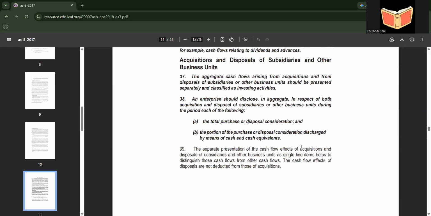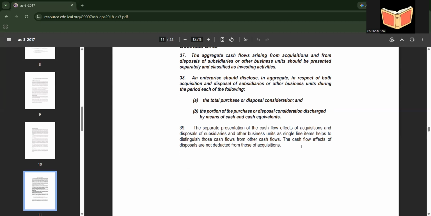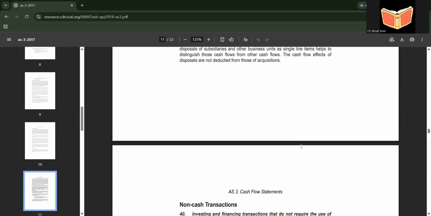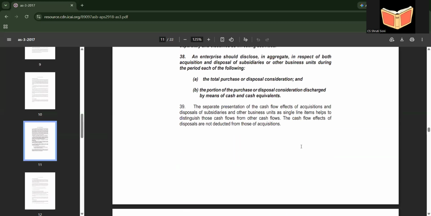Another important aspect here is acquisition and disposal of subsidiaries. That is, whatever is the aggregate cash flow which arises from acquisition and disposal of subsidiaries or other business units, that should be presented separately. So if there is any cash flow from the acquisition and from the disposal of subsidiaries, we've already done this point. So they have to be presented separately. And you have to disclose, in respect of the acquisition and disposal, mainly the total purchase price, and the portion of the purchase or disposal consideration you have discharged by means of cash and cash equivalents. Okay.